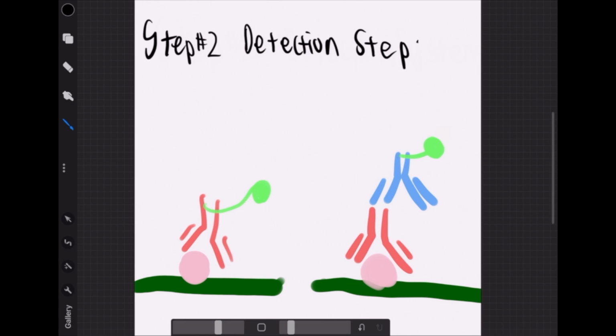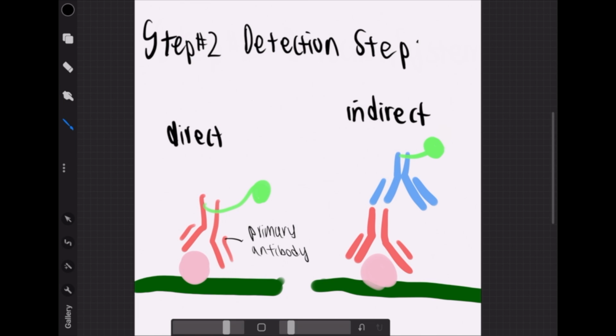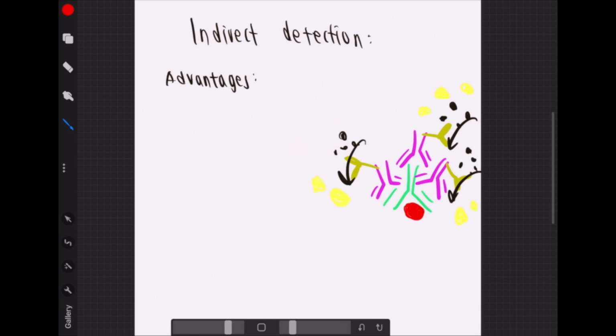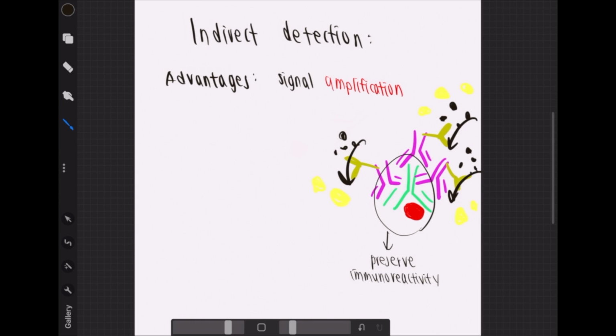Similar to capture, the detection step can be broken down into direct detection and indirect detection. Direct detection is when the primary antibody is directly conjugated to a detection system. Indirect detection is when the primary antibody is recognized by a secondary antibody. There are several advantages to indirect detection, because the conjugation of an enzyme or fluorescent tag to the primary antibody may affect its immunoreactivity. Using a second antibody can preserve the immunoreactivity of the primary antibody.